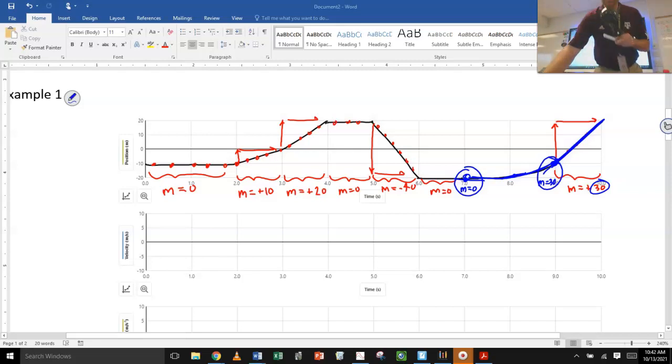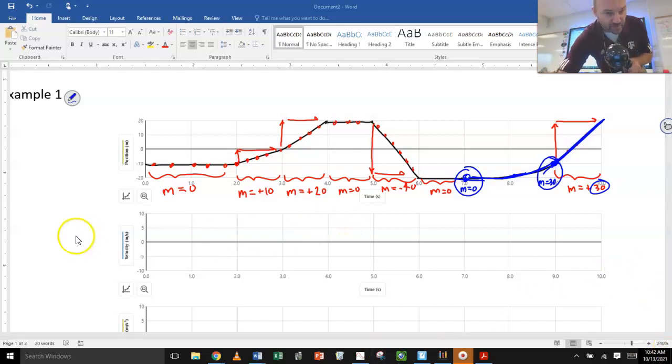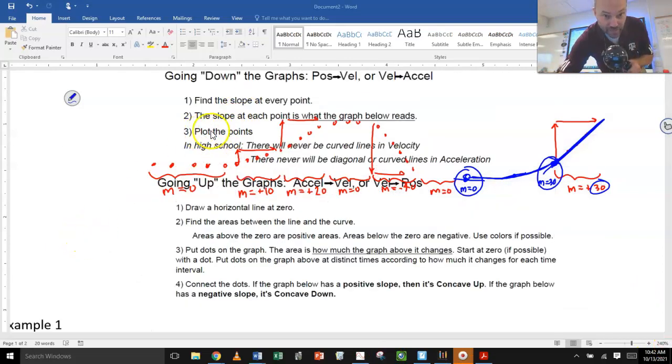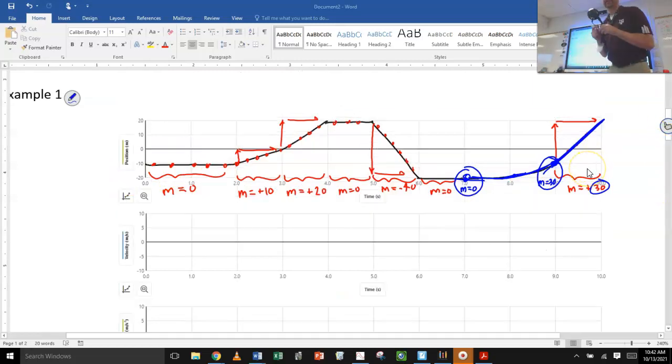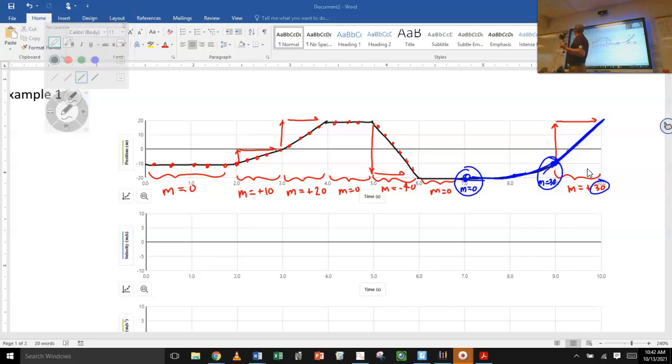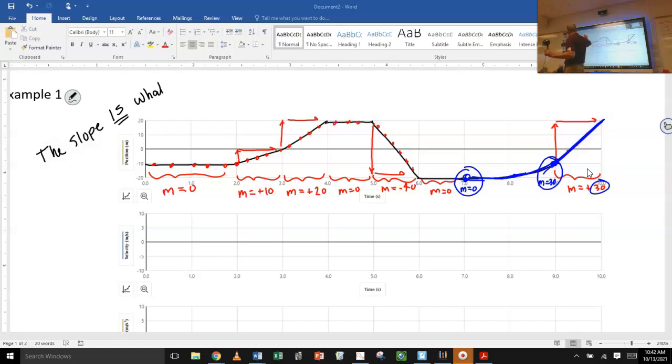Now, next step on this whole journey, if you go back to your notes, after we found the slope at every point, plot the points. So here's what I mean by that. So go back. Plot these points. Whenever the slope is what the velocity is.